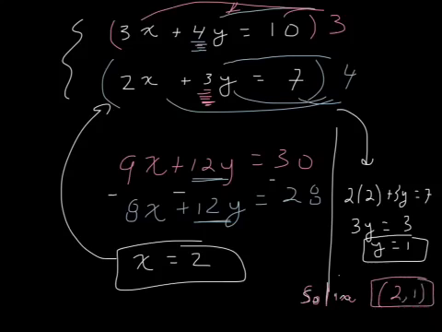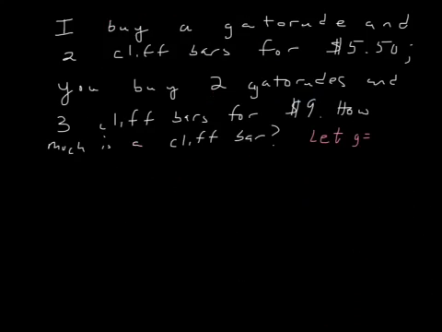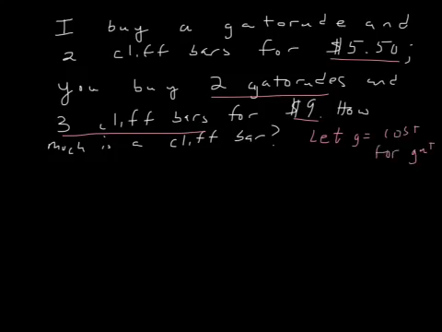Okay, one more example. This is a sample problem. So it says I buy a Gatorade and 2 Cliff Bars for $5.50, and you buy 2 Gatorades and 3 Cliff Bars for $9. How much is a Cliff Bar? So let's define some variables. Let's say that G is cost for Gatorade, and C equals cost of Cliff Bar.